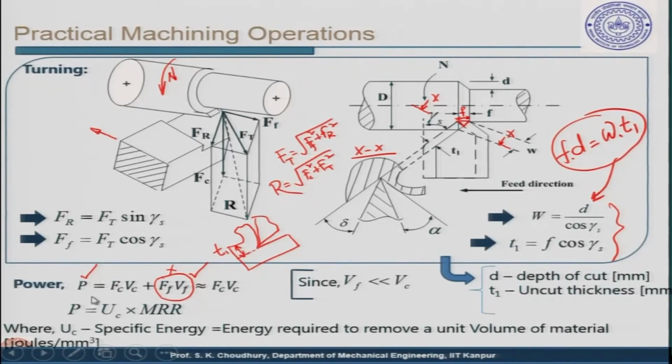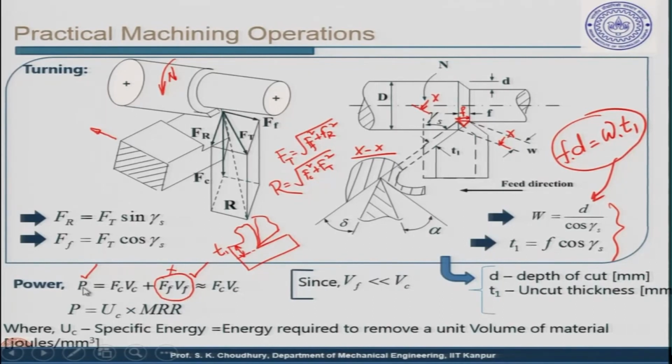Then we said that the power is approximately the product of Fc Vc, because Vf is much less than Vc. Otherwise, in the normal way, it is the sum of the products Fc Vc and Ff Vf. In case Vf is high, comparable with Vc, that does not happen in turning, where Vf is much less than Vc. So we ignore it and, in the future also, we will say that the power P is Fc into Vc, because we are ignoring the Ff into Vf component.